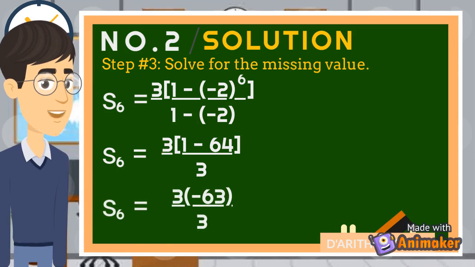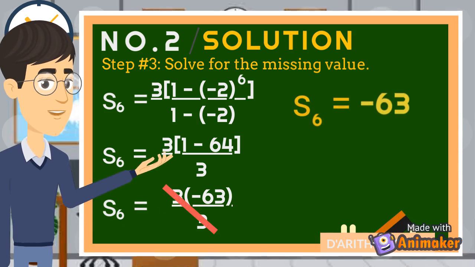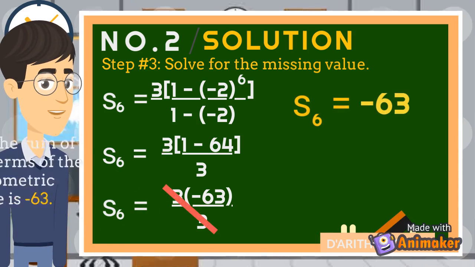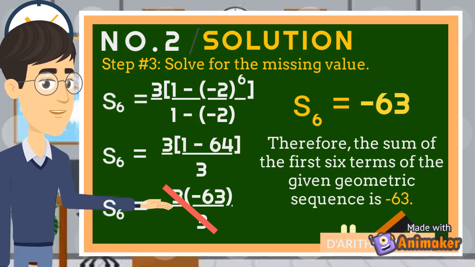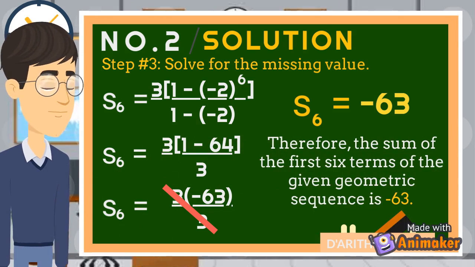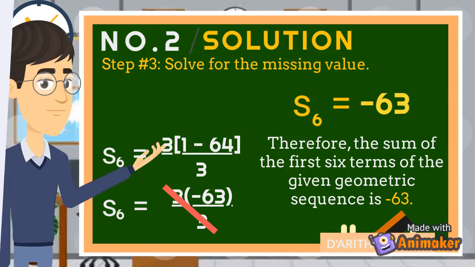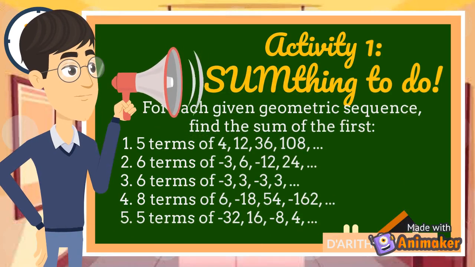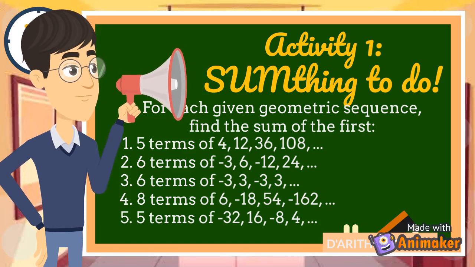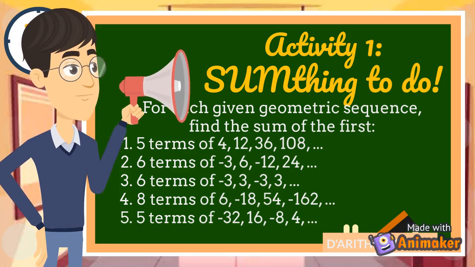For our final answer, here, we can directly cancel out both 3 in the numerator and denominator, thus giving us negative 63 as the result. Therefore, the sum of the first 6 terms of the given geometric sequence is negative 63. Did you get it, class? If yes, let us now have an activity. For you to practice your newly learned skill on determining the sum of finite geometric sequence, try to do this task on your own in your notebook. Perform the activity entitled Something to Do by finding the sum for each geometric sequence.